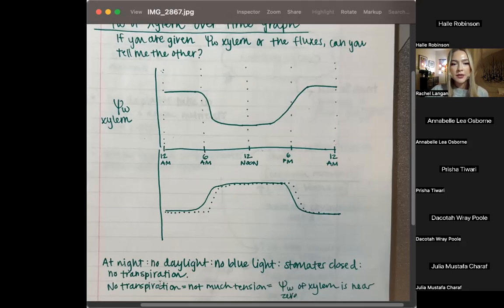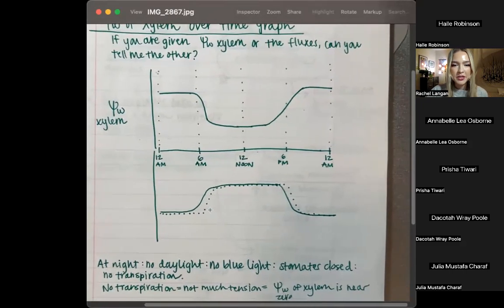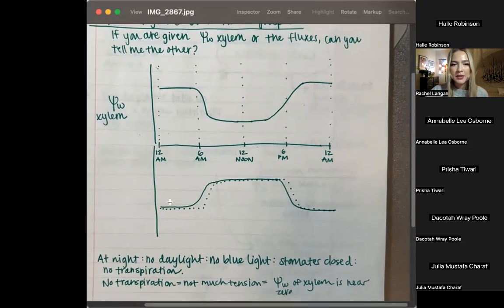If there's no transpiration, there's also not much tension. So the water potential of the xylem should be near 0. I didn't label that, but this should be 0. If there's not much tension, there's also not going to be a ton of root water uptake. Maybe initially some water gets in, but if there's not pull from the top, we're not going to pull it all the way through. So not much root uptake either.